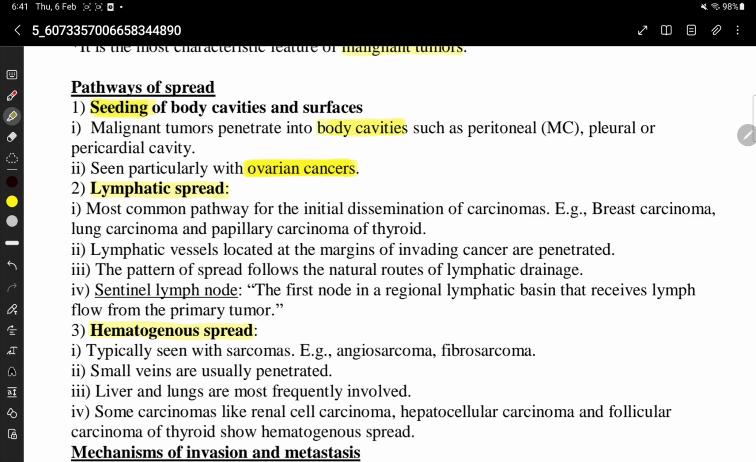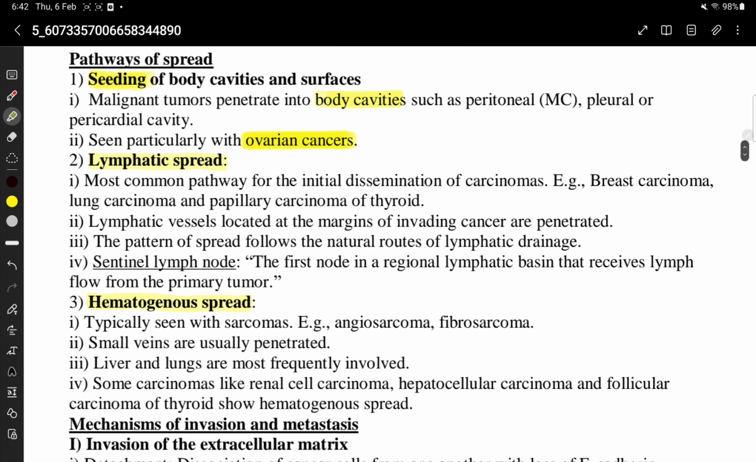Seeding of body cavities and surfaces is seen particularly with ovarian cancers. So, the most common pathway of spread for ovarian cancer is seeding of body cavities and surfaces.